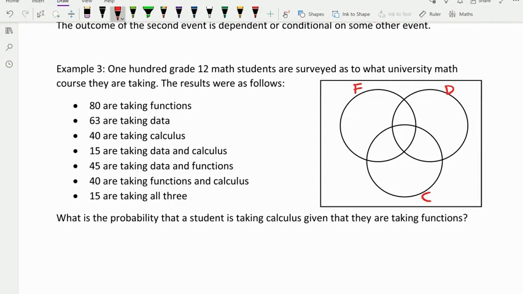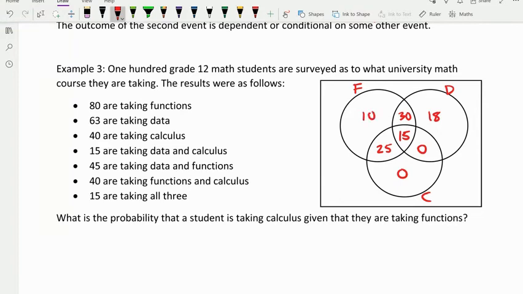Again, typically when filling it out, we'll look at the center first, and then we work our way out. Functions and calculus, we'd have 25 remaining. Data and functions, we have 30 remaining. Data and calculus, there would be 0. 40 are taking calculus. Well, we already used up all 40, so there's 0 people that have just calculus. Just data, we end up having 18 left over. And just functions, we end up having 10 left over.